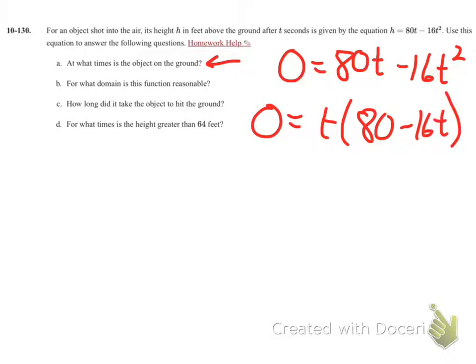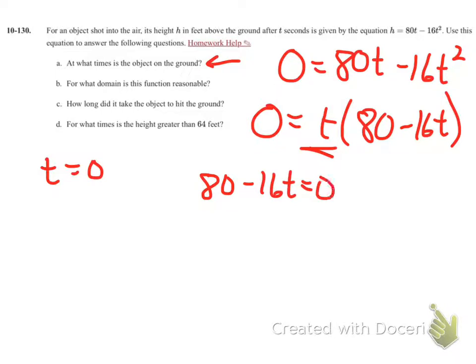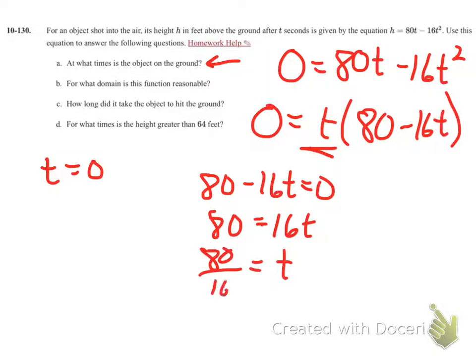And now doing zero product property, I have t equals 0 from this first factor, and 80 minus 16t equals 0. So 80 equals positive 16t, and t will then equal 80 over 16, and I will simplify that fraction. So t will equal 5. So that means that it's on the ground at 0 seconds and 5 seconds.